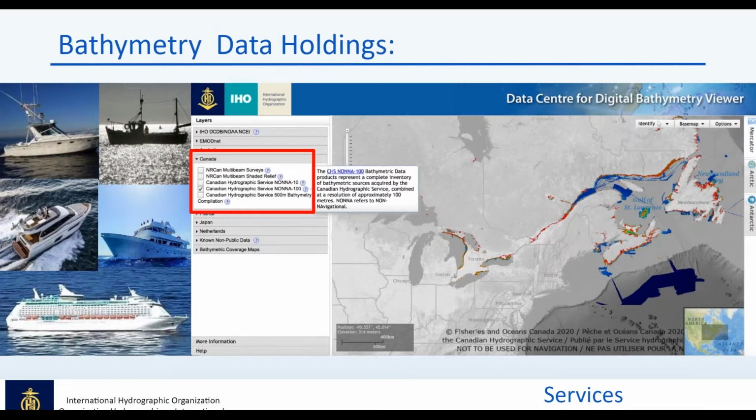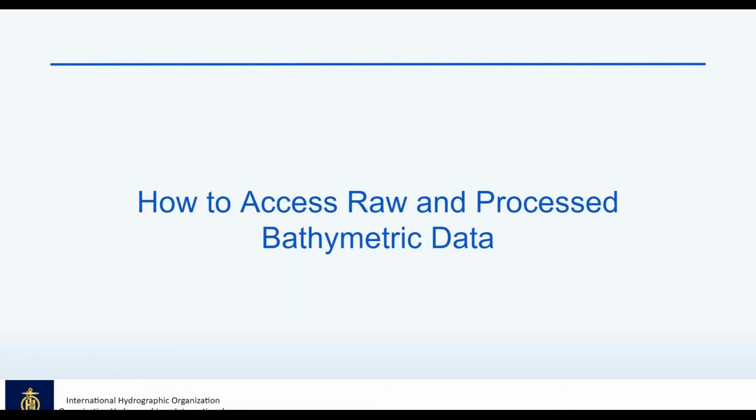In addition to displaying data that is archived at the DCDB, the viewer also includes select services from other organizations. Here you can see the Canadian Hydrographic Service's NONNA-100, for example. Next slide. All right, so now that we have a sense of what all is available via the DCDB Viewer, how do you actually access raw and processed data from the archive? Next slide.